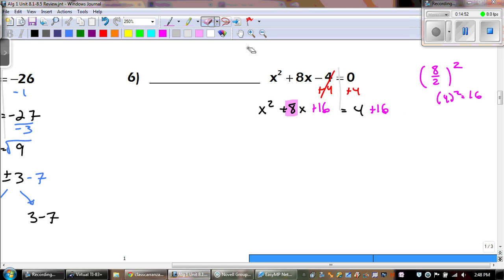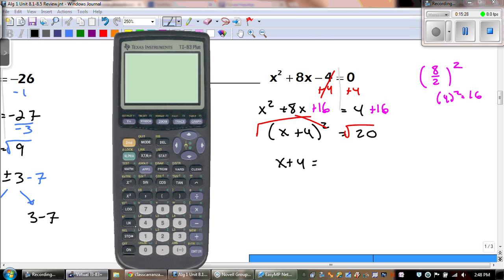All right, now that we've added 16 to both sides, on the right side we get 20. And on the left side, when we factor this, this turns into a special case, which is (x plus 4) squared. Okay? And now we can just solve by using inverse operations, where we take the square root of both sides to cancel that out, and we get x plus 4 equals the square root of 20.